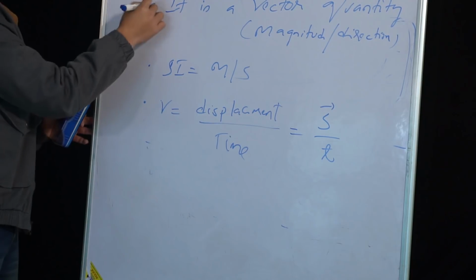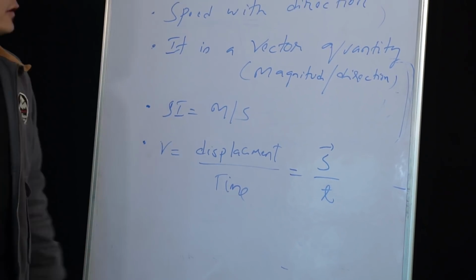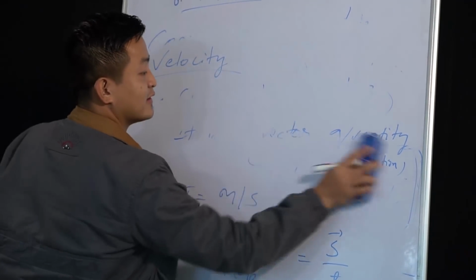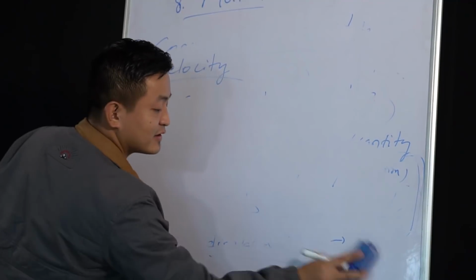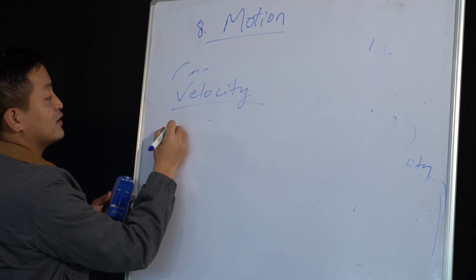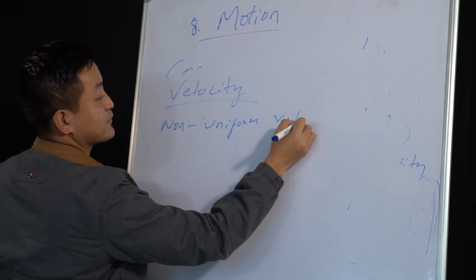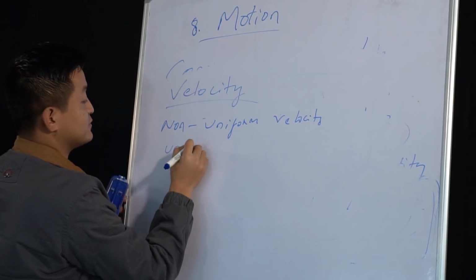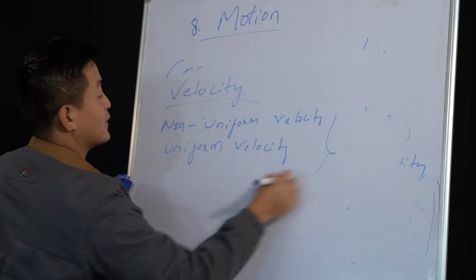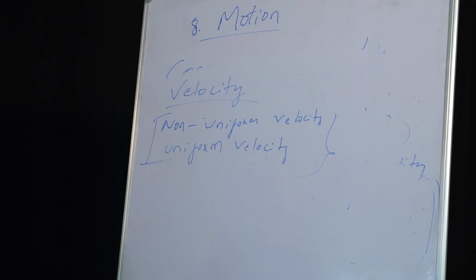So students, please note down these 4 points. Okay, so if you are done with this, I'll give you one example here before we start the non-uniform and uniform velocity. Our next topic will be non-uniform velocity and uniform velocity.